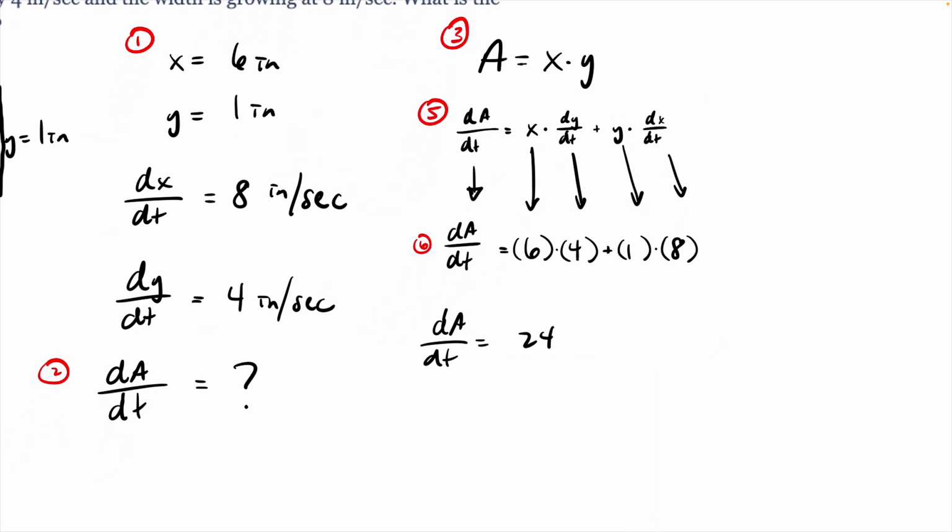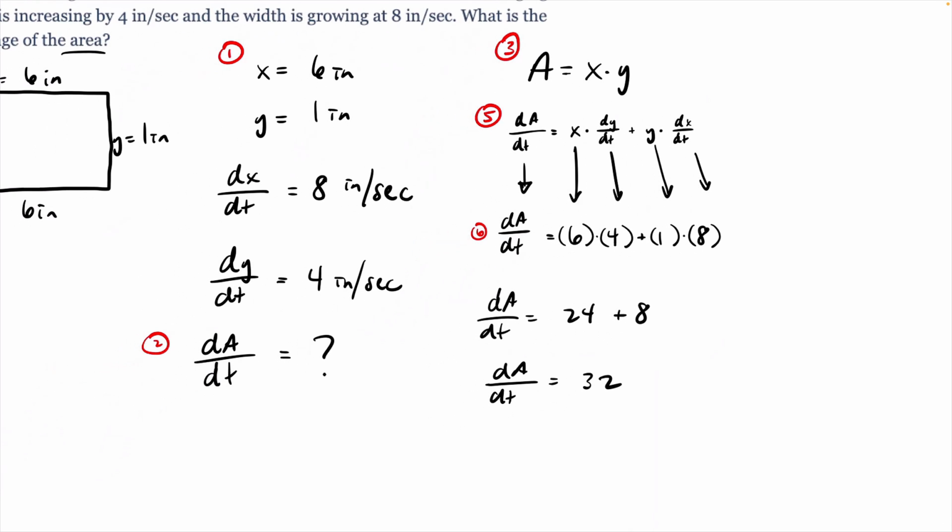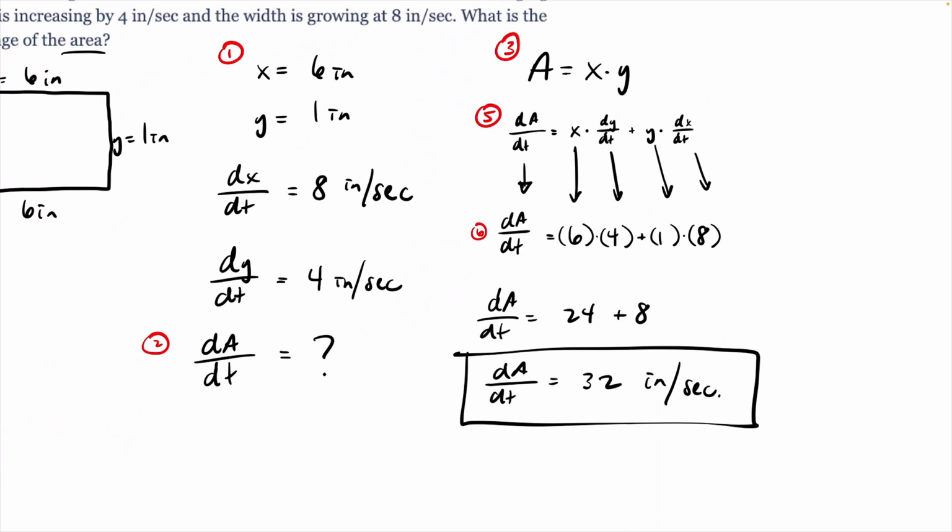So we got 24 plus 8 is 32. Last thing is give it units. So what units go with 32? Inches per second, because it's a rate. It's a rate, so it's inches per second. We are done.